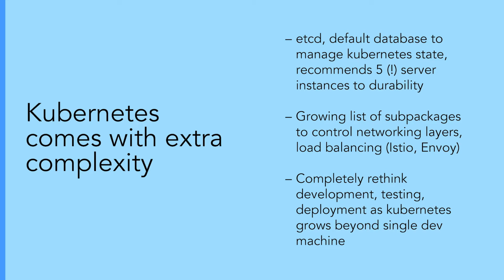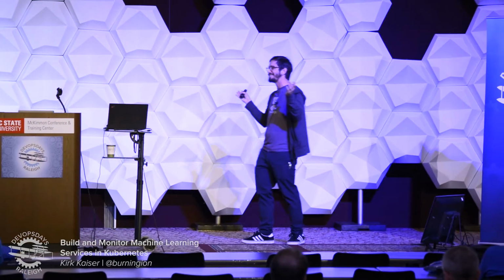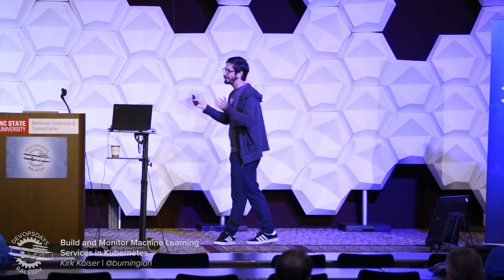Kubernetes comes with extra complexity. So etcd, the default database where you store the state of Kubernetes, recommends 5 server instances to maintain durability. So right out the gate, before you even get anything set up, you're running any applications, just your database is 5 servers. It's a bit of a paradigm shift.